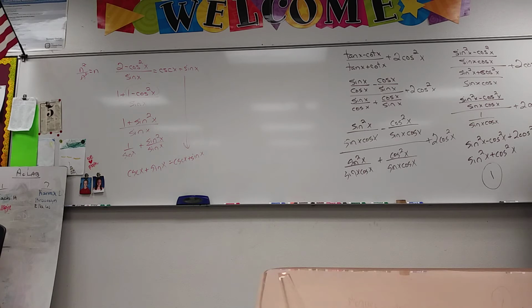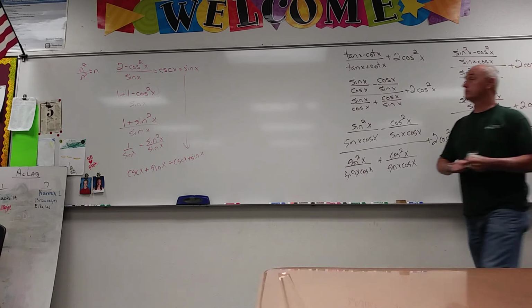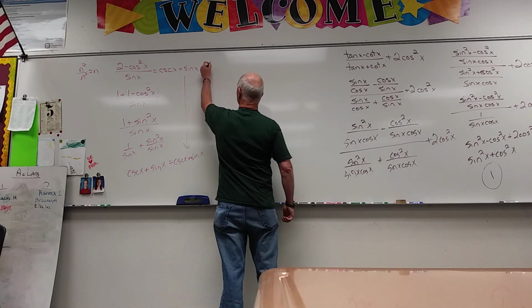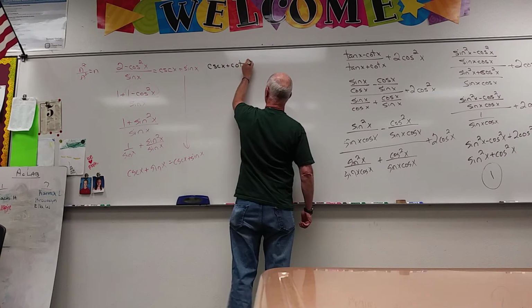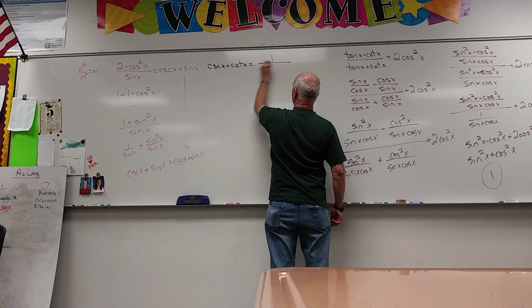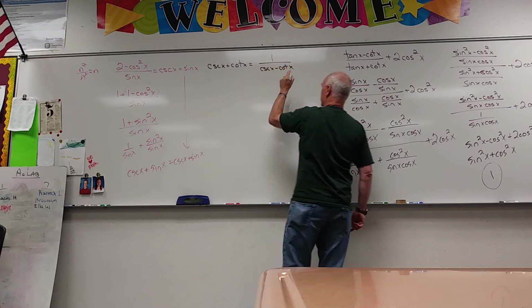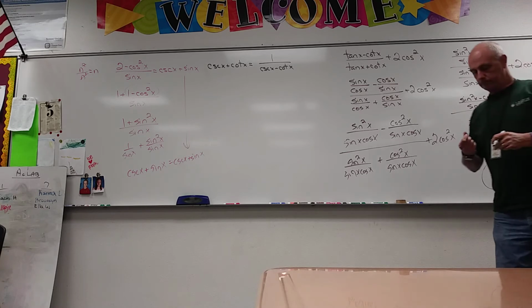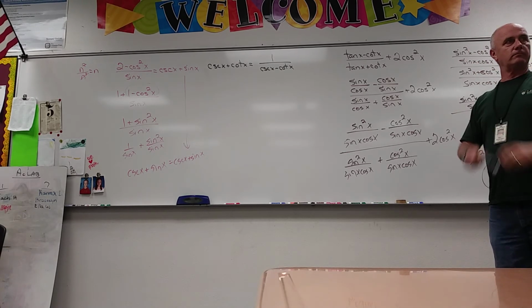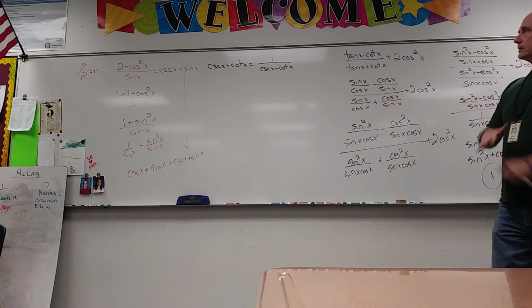How about that one? Cosecant of x plus cotangent of x equals 1 over cosecant of x minus cotangent of x. Let me make sure that's right. Hang on. Cosecant plus cotangent equals 1 over cosecant minus cotangent. Yep, we're good. So I'm not going to have to erase my pen.